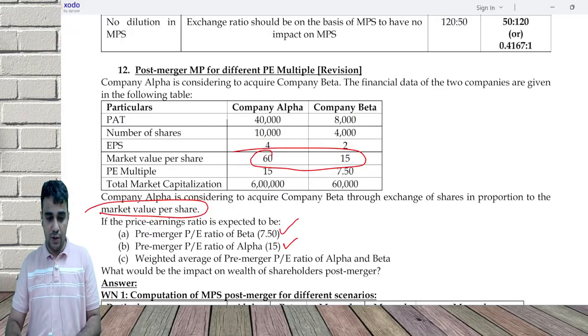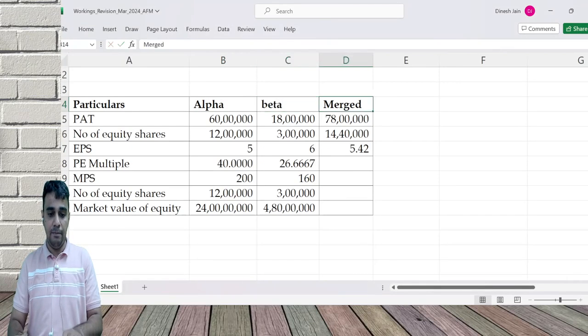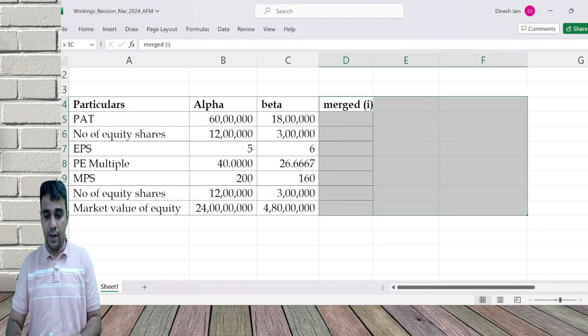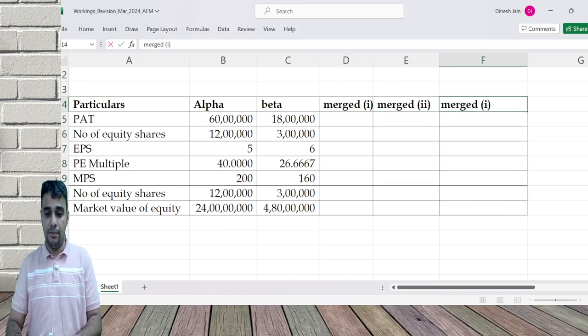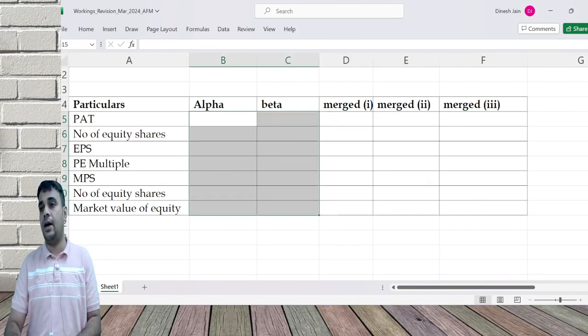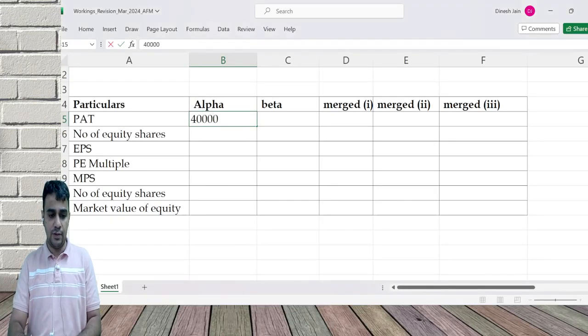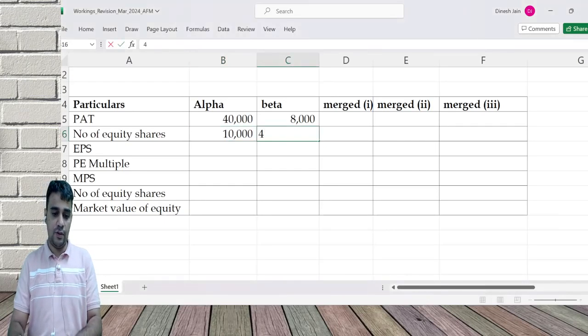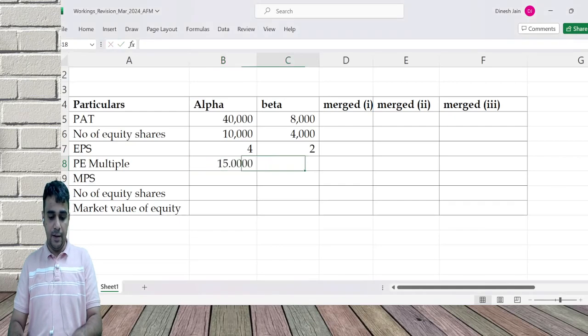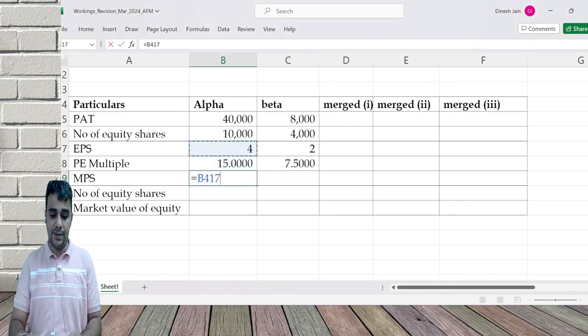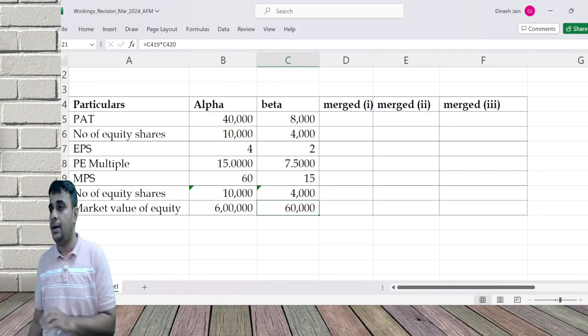So in Excel, what I'm going to do is particulars. What is the first company name? Alpha. Second company Beta. Merged 1. There are three separate situations: merged 1, merged 2, merged 3. Let's put the data given in the question. What is the PAT given? 40,000, 8,000. Number of equity shares 10,000, 4,000. EPS 4, 2. P multiple 15 and 7.5. MPS 60 and 15. Market value is 6 lakh and 60,000.